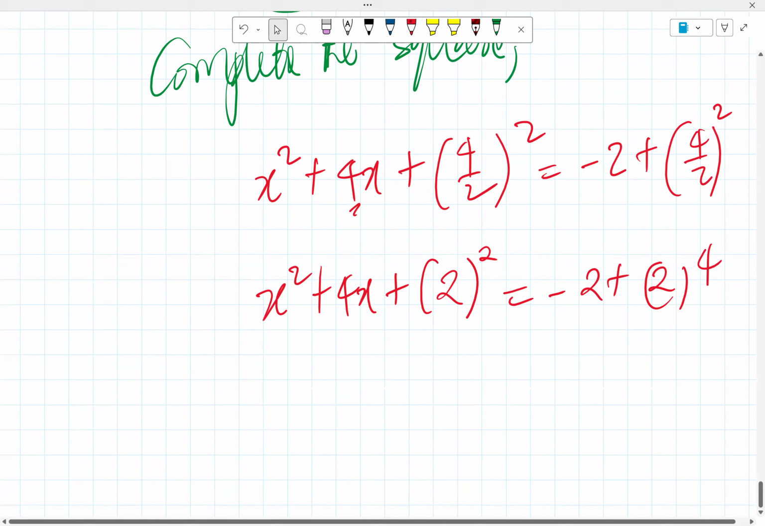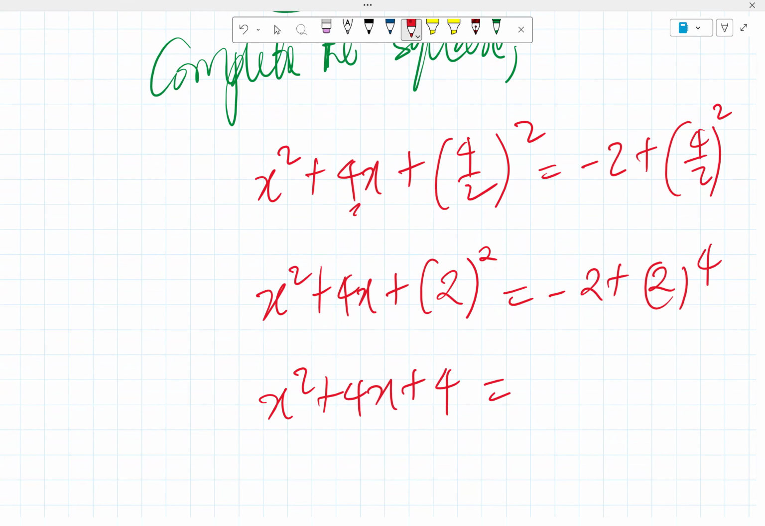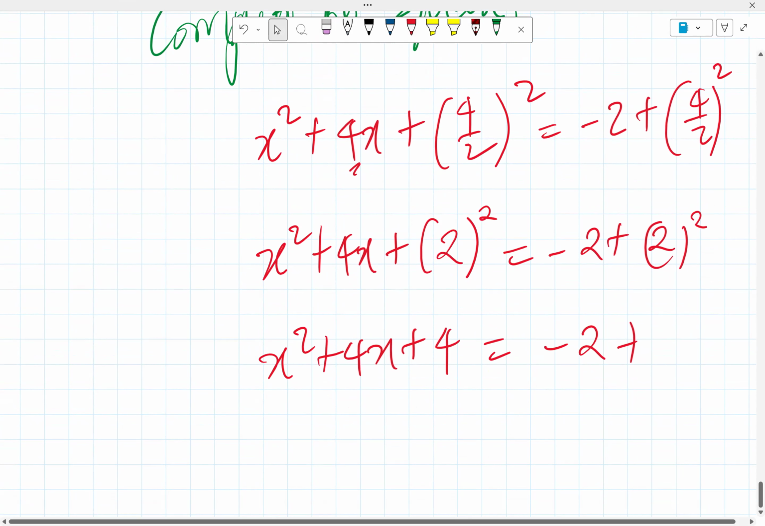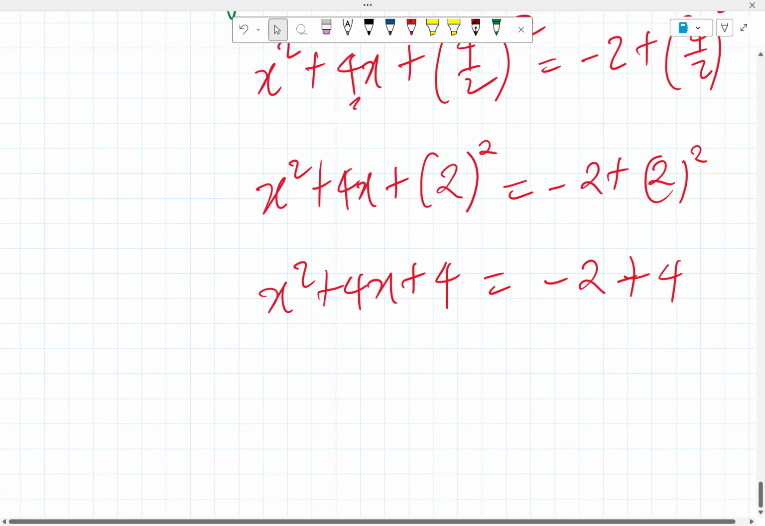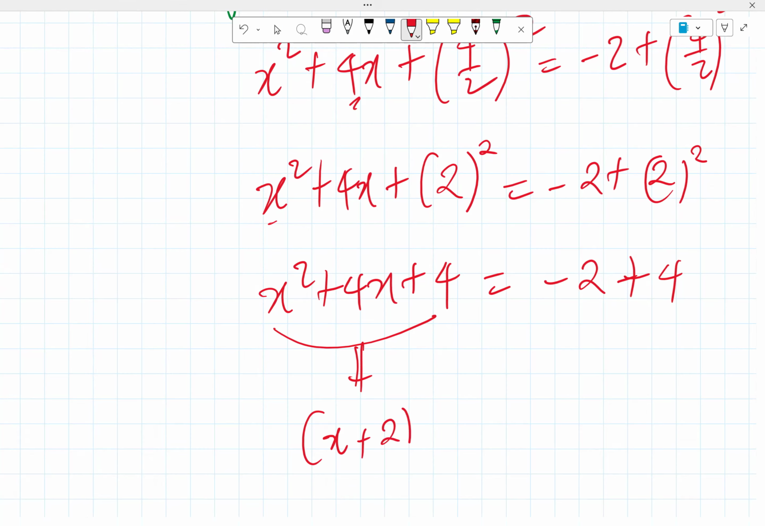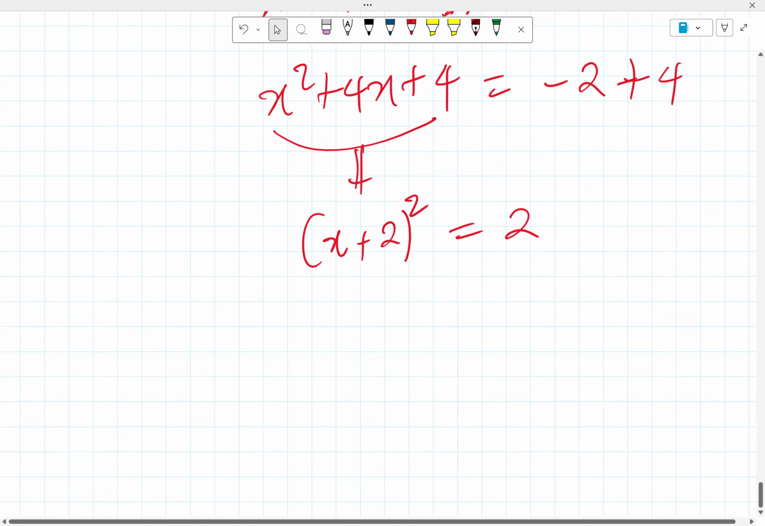So this is x squared plus 4x plus 4 equals minus 2 plus, this is 2 squared actually, so this is 4 now. And this is a perfect square now because we can write it as x, the variable, plus 2, that half we got before, all of it squared, equals minus 2 plus 4, which is 2. If you expand this, x squared, 2 times x times 2 is 4x, 2 squared is 4. So we can then solve this.